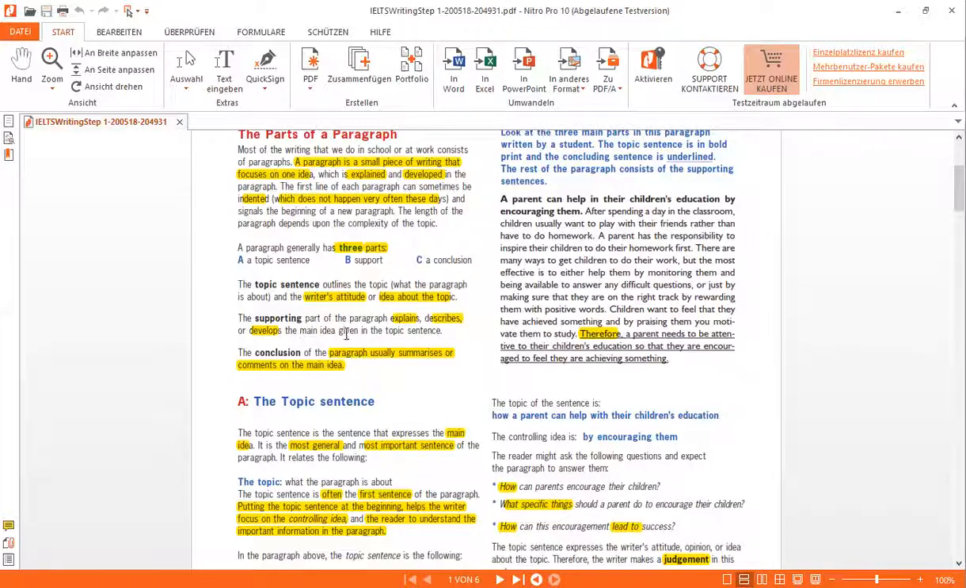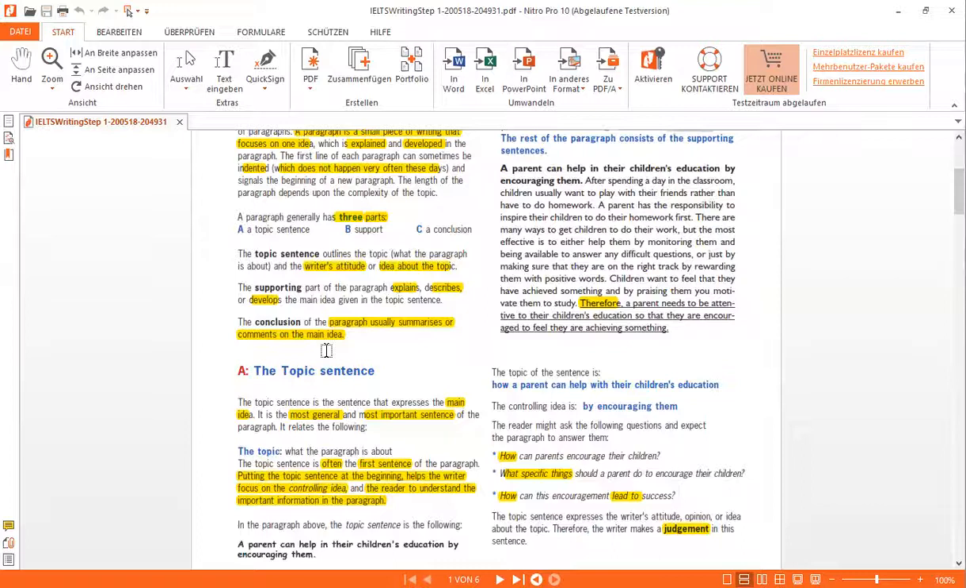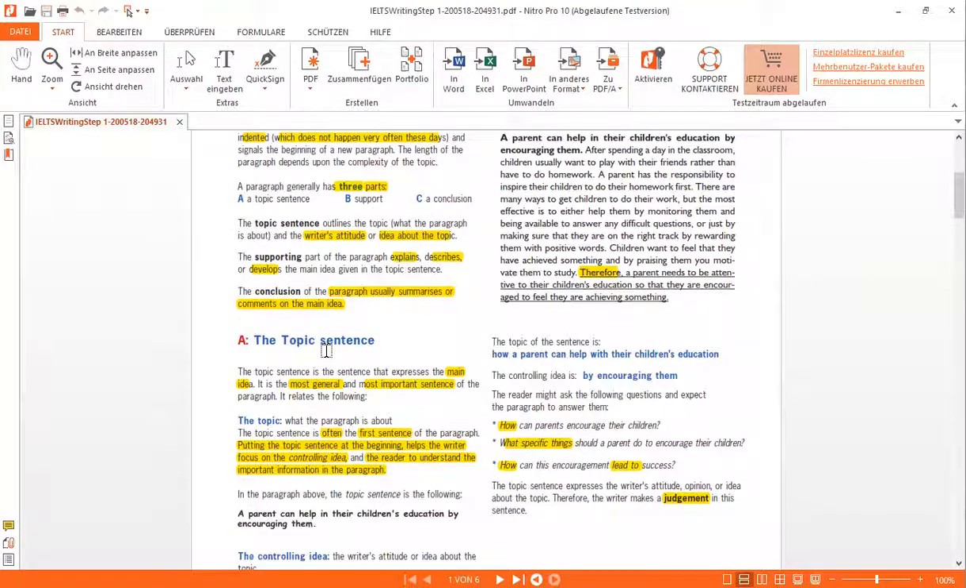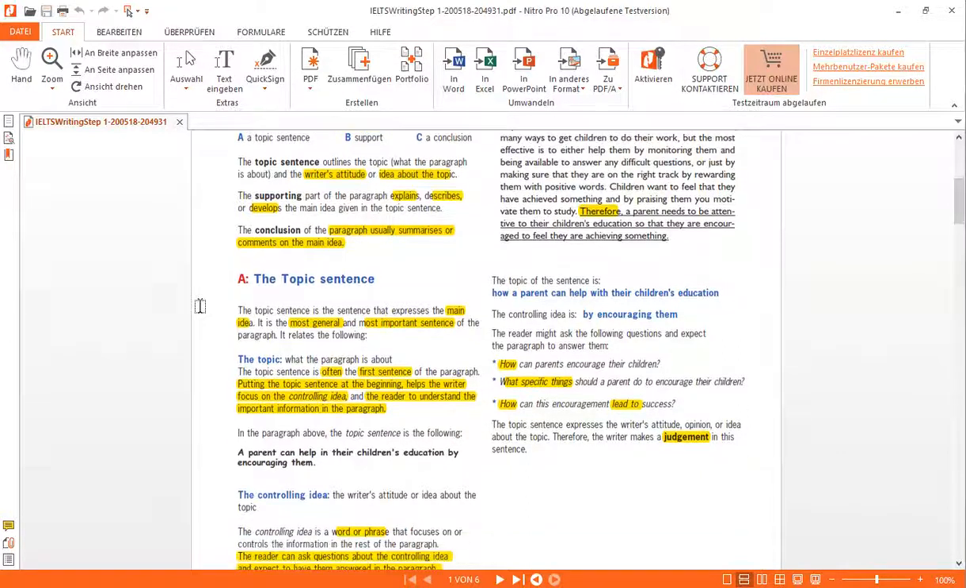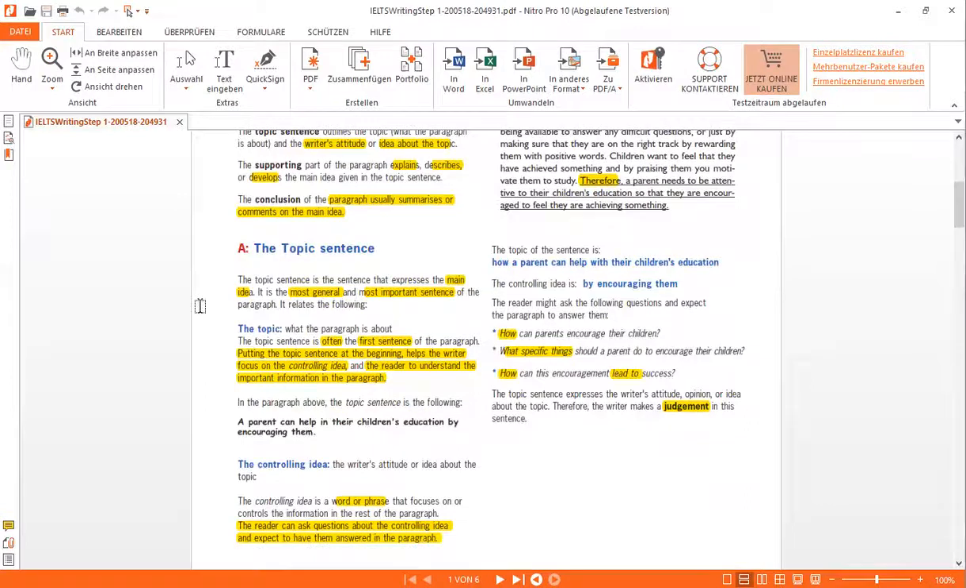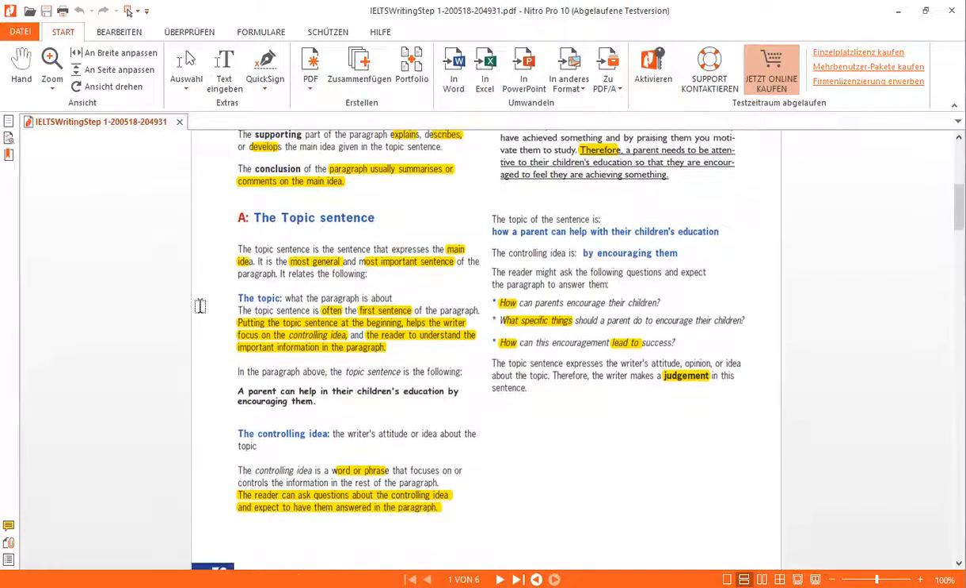And then the support, as mentioned earlier, it explains, it describes, it develops the main idea. It uses a lot of tools to do this. Examples is one of them. Theoretical facts is one of them. We will take a look at all the different kind of tools that you can use in the supporting part of your paragraph, which takes about 2/3 of the paragraph anyway. And then you've got the conclusion, which summarizes or comments on the main idea. And when we get to the conclusion section, I will also show you another way to conclude a paragraph. It's basically the same, I'll just express it in a different way.